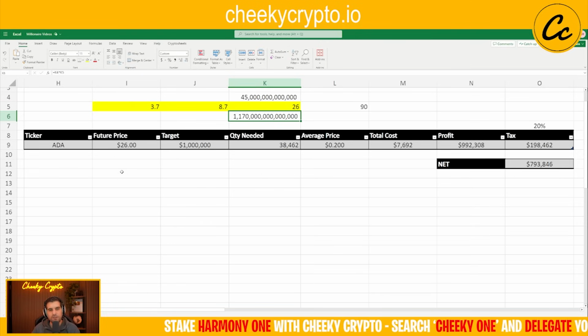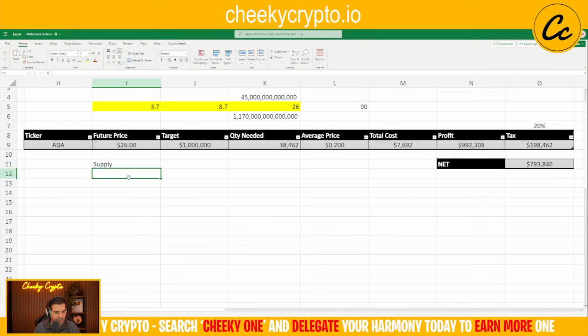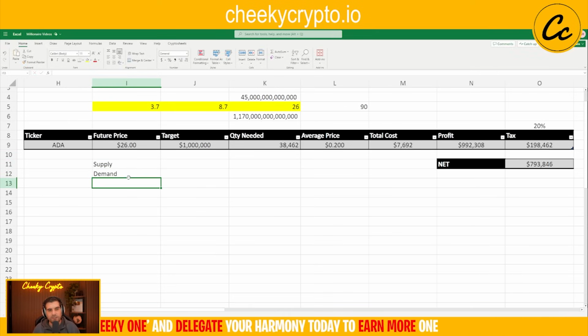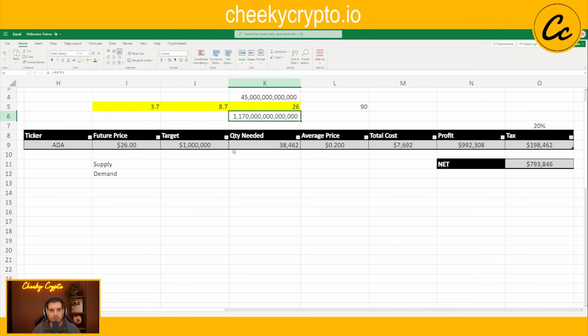Okay, there's only really two things that really matter when it comes to price movements. That is the supply and the demand. Very, very simple, right? Although a little bit harder to track sometimes, and it's not as simple as a simple calculation like 45 billion multiplied by 26, because that's essentially all that is doing.